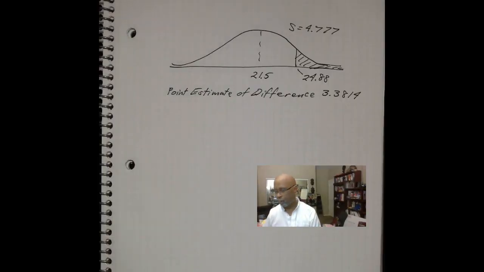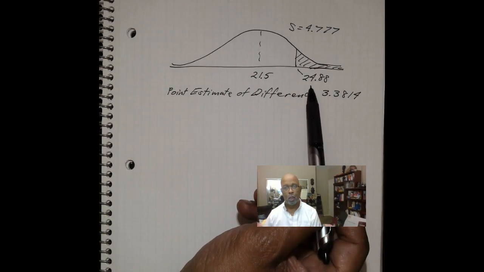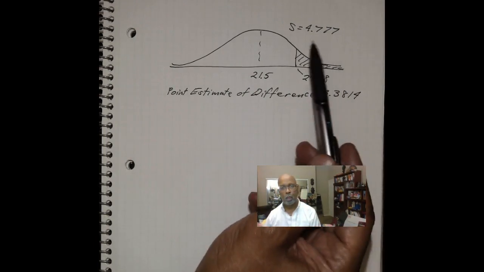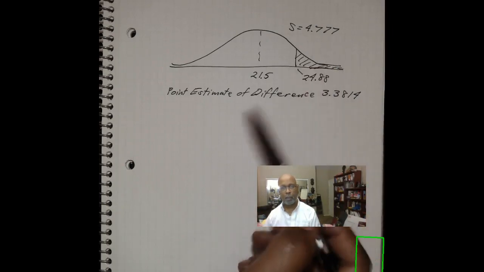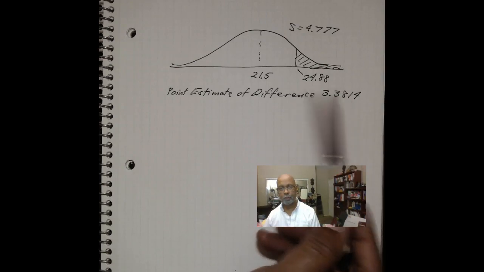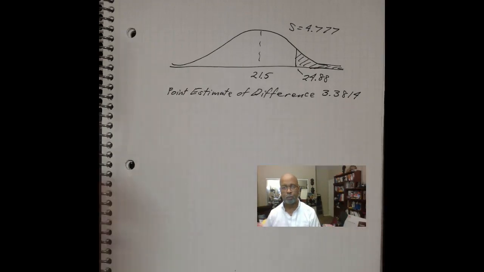So back to our diagram, we now know we have a sample mean of 24.88 to 2 decimal places, a sample standard deviation of 4.777, and our point estimate of the difference is 3.3814, although we probably won't need it to that many decimal places.